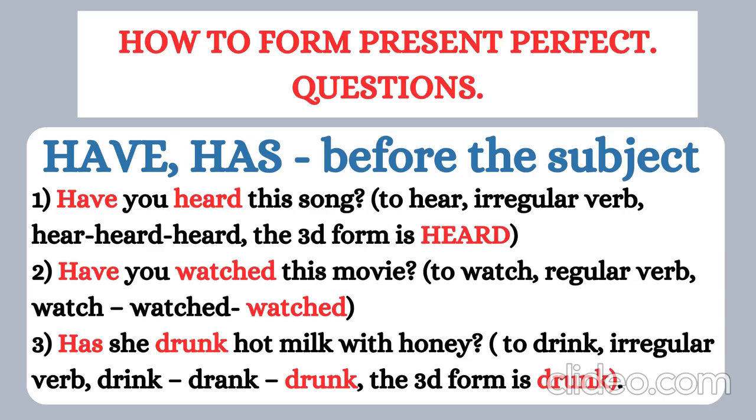Number 2. Have you watched this movie? To watch, regular verb. Watch, watched, watched. So we use the third form, which is watched. Number 3. Has she drunk hot milk with honey? To drink is an irregular verb. Drink, drank, drunk. The third form is drunk, so here we use the third form, that is drunk.